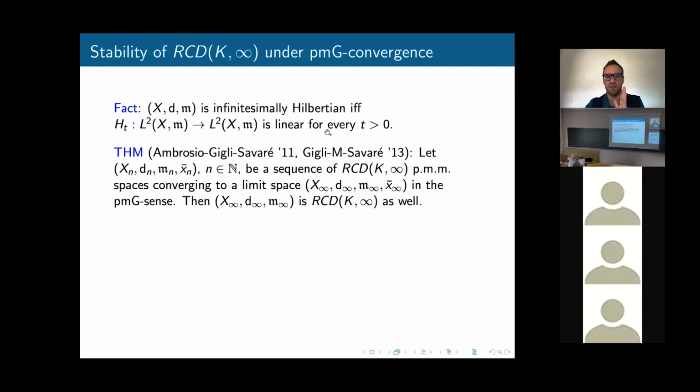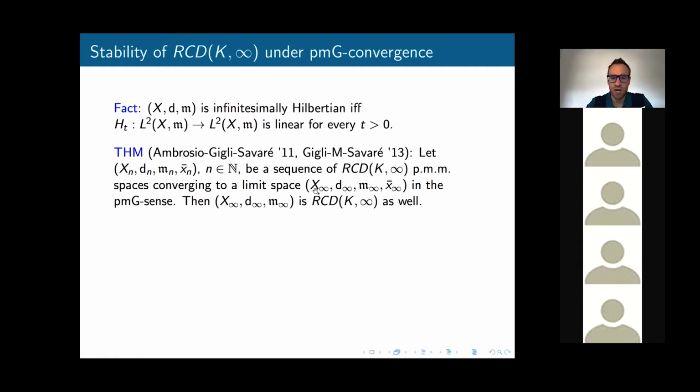So now let's just fix the notation from the point of view of heat flows. Okay, so what is the statement? The statement is the following. Consider a sequence of metric measure spaces Xn, which satisfy the RCD(K,∞) condition for a given K, and they are converging in pointed measured Gromov sense to a limit space X∞. Then the limit space X∞ is RCD(K,∞) as well.